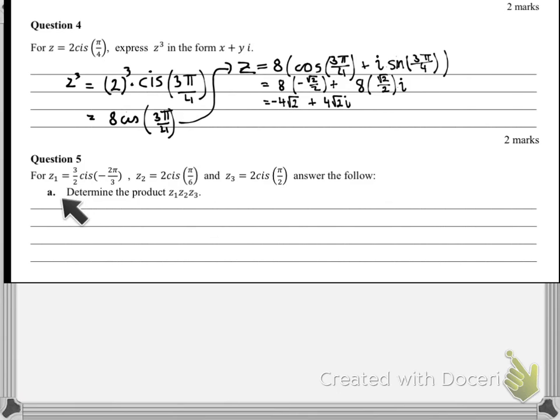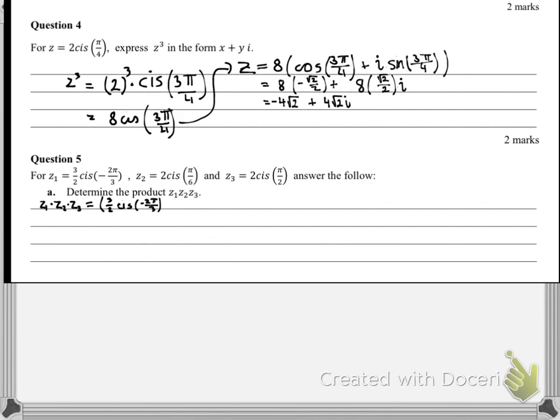Alright. Now, we've got 3 complex numbers in question 5, z1, z2, z3, and we have to answer the following. As you notice, these complex numbers are all given to you in polar form. So we're going to use operations with polar form. That's going to involve, if complex numbers are multiplying, you can add the angle. If complex numbers are dividing, you can subtract the angle. Remember those ones? Okay, so let's multiply.